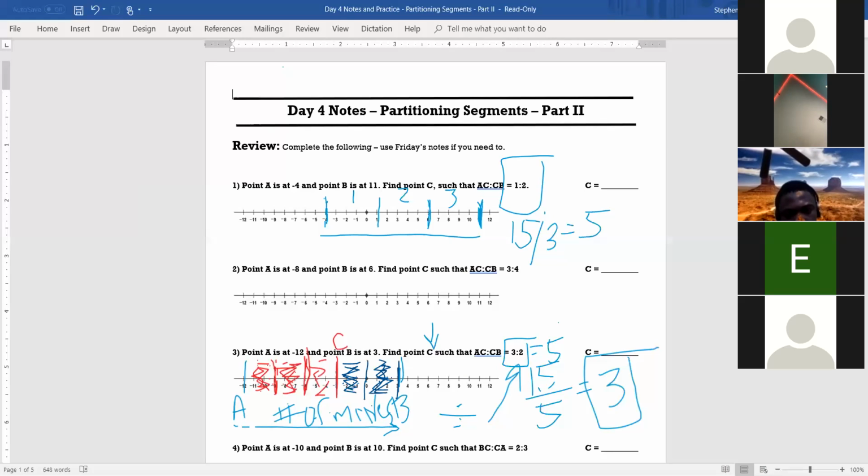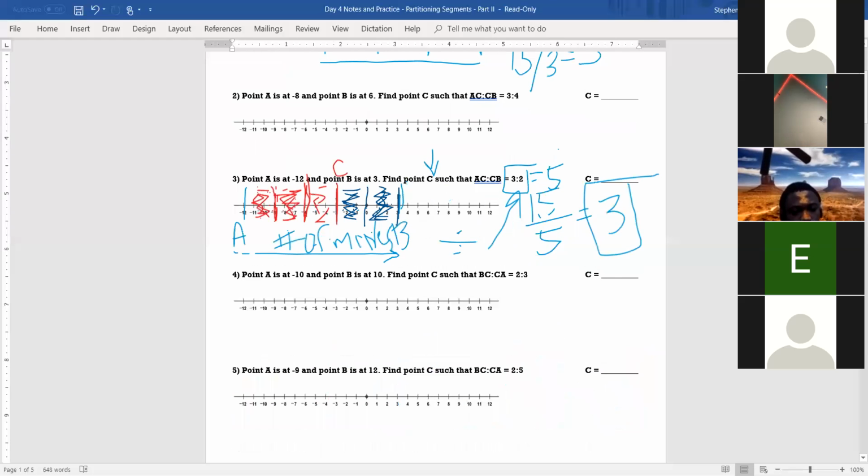So point A to C is from negative 12 all the way to negative 3. And then C to B is negative 3 to 3. Let's try the one below it because it's the reverse of that. Let's try this one. So now we're at negative 10 and we got to go all the way to 10.